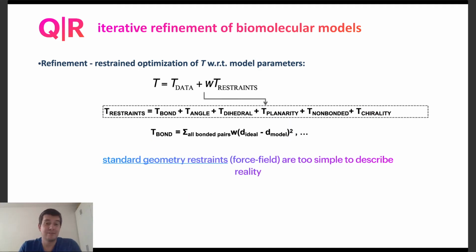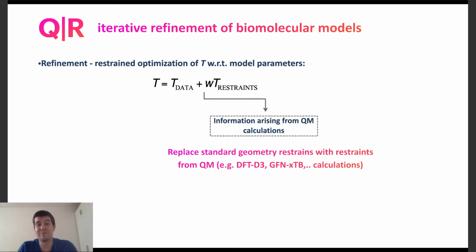This is usually done with a force field-like approach, where you have a simple function for the restraint, which turns out to be insufficient to describe reality in many cases, and the idea is to replace those restraints with information from quantum chemistry calculations. So your usual DFT-D3 or GFN-xTB calculation.